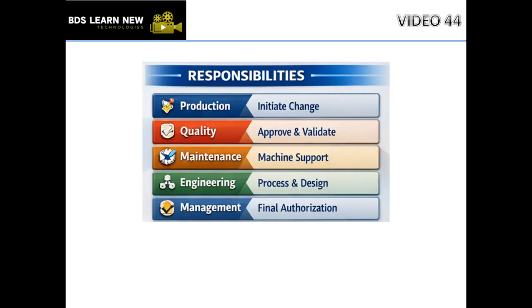What are the responsibilities of various departments? Production initiates the change. Quality approves and validates. Maintenance supports the machine. Engineering handles process and design. Management gives the final authorization.